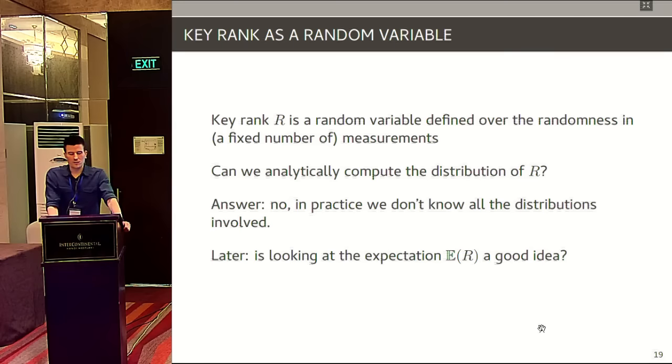And a second interesting question is, in side-channel literature, we normally care about averages or expectations. So success is normally defined as an average. How many times will I succeed on average? And so a good question is, how is looking at the expectation of this rank a good idea?